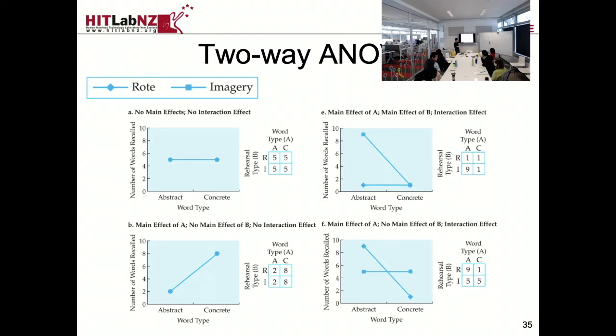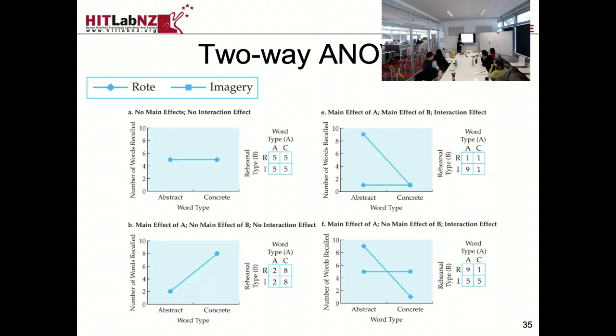Abstract has this value, and concrete has this much value, so it has a main effect. But when you see the B, the type of this one, it always goes in the same way, right? So there is no main effect. Am I correct?